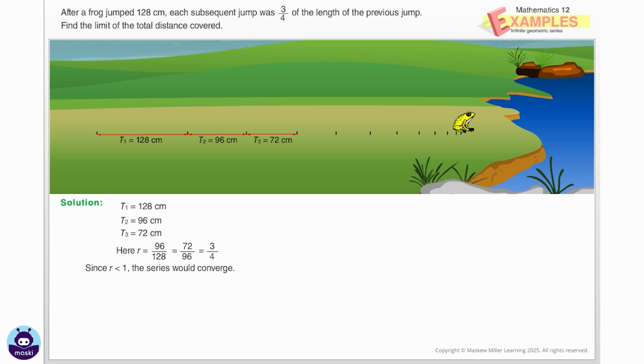So to calculate the limit of the distance covered by the frog, let us apply the formula for an infinite series. S infinity equals a over 1 minus r. Substituting the values, we get S infinity equals 512 centimeters. Hence the total distance covered by the frog will be 512 centimeters.